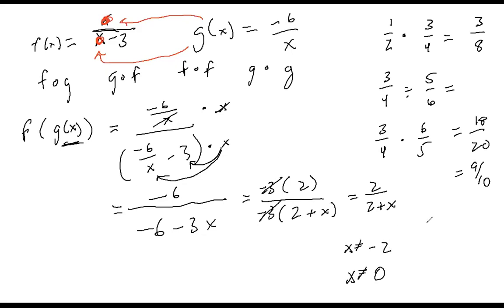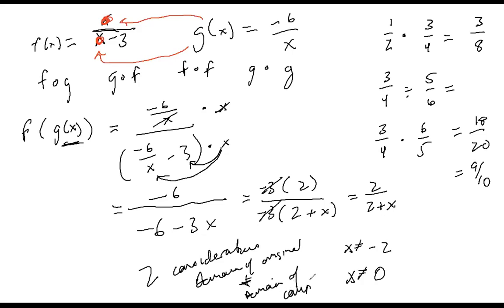Okay, so there's two considerations. That's the big thing for these domain problems, which is the domain of the original and the domain of the composite. Notice that the domain of the outer one is not an issue necessarily, right? This 3 here would be the problem for f of x, but 3 is not a problem because the question is, how do I get 3 as an output for g of x? And the answer to that is when x is negative 2. So that's where this comes from. Okay.